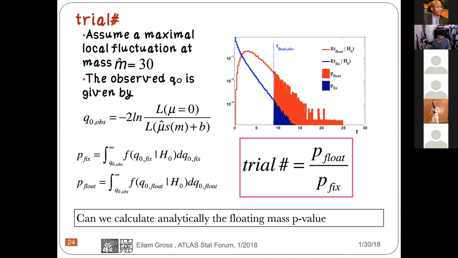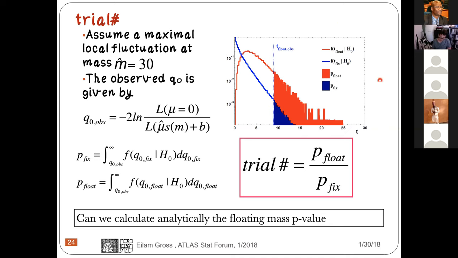P fixed is the integral of the distribution of Q0 fixed given H0, no signal. P float is the integral of the distribution of Q0 float given H0. Now the ratio between the red area and the blue area is called the trial number. It's P float over P fixed. And the problem that we faced was, can we calculate analytically the floating mass P value?